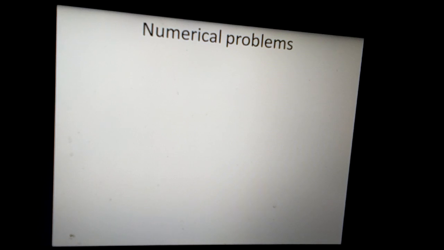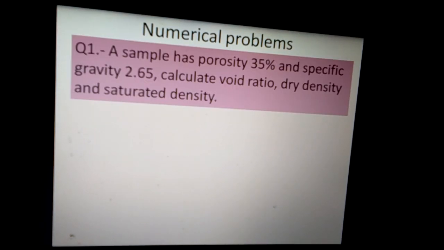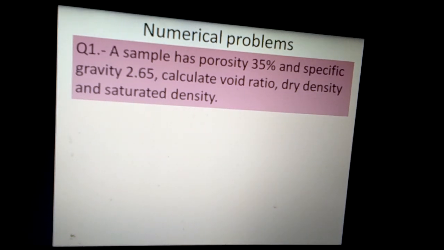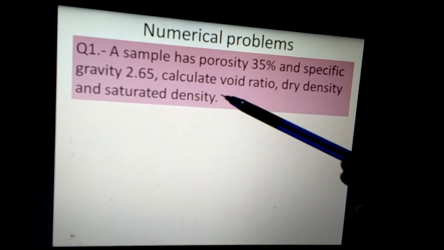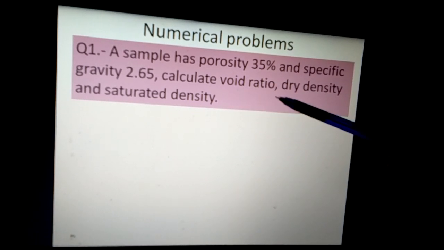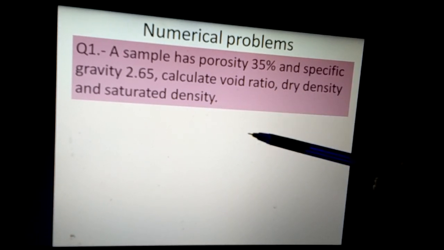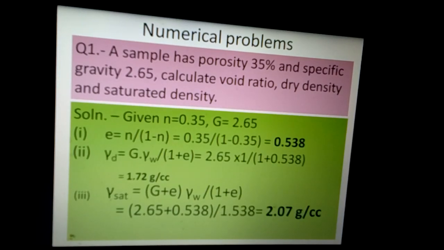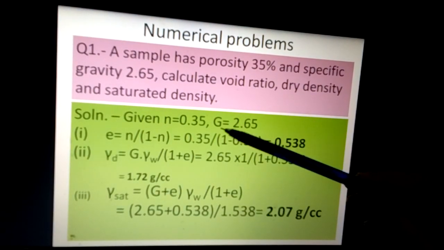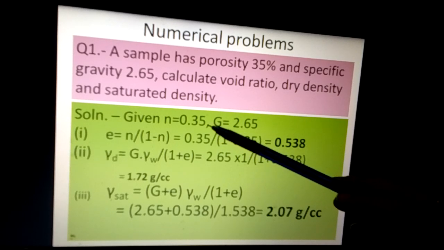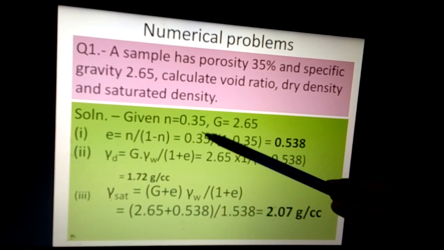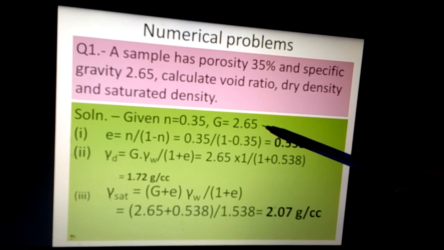Now to solve the numerical problems, we have taken some numericals. The first numerical is: a sample has porosity 35% and a specific gravity 2.65. Calculate the void ratio, dry density and saturated density. To begin the solution, you can see here the given parameters: porosity 0.35 and specific gravity G 2.65.